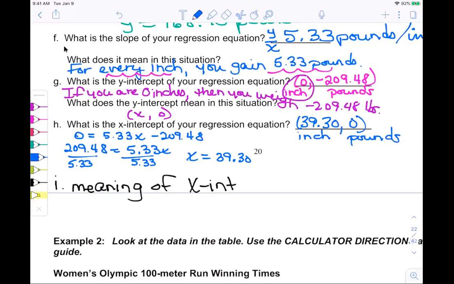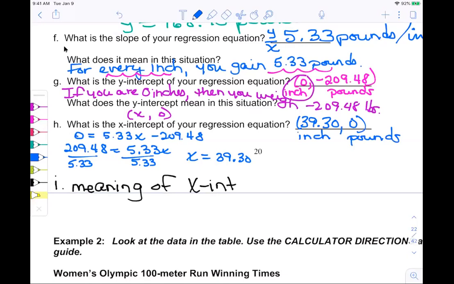So I tried to squeeze in a little last part there, thinking about the meaning of the x-intercept. It won't always make sense. Technically, this is saying if you're 39.3 inches tall, then you're not going to weigh anything. Well, we know that's not the case because there's probably a whole bunch of little kids running around that are 39 inches tall, and they definitely weigh more than 0 pounds. But that happens to be where the graph crosses the y-intercept.